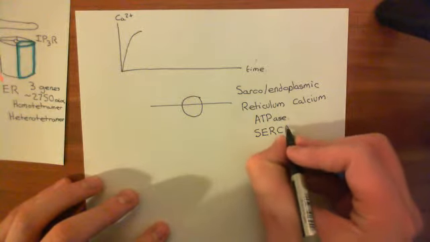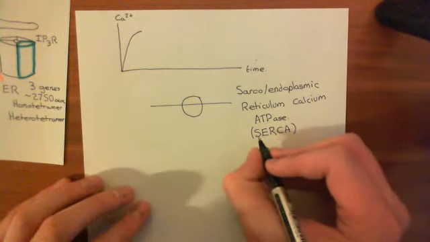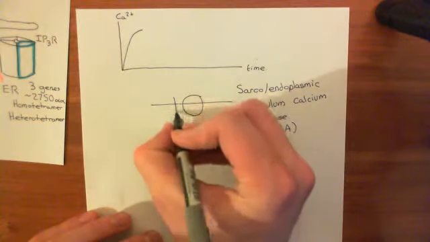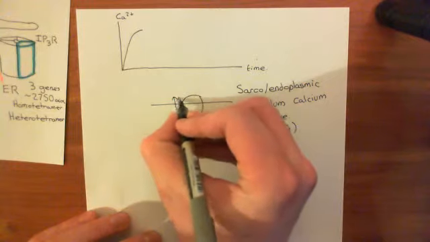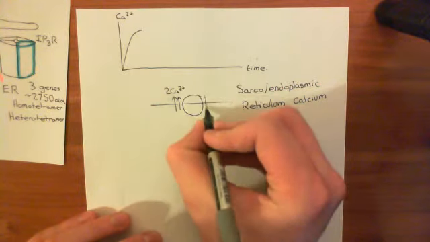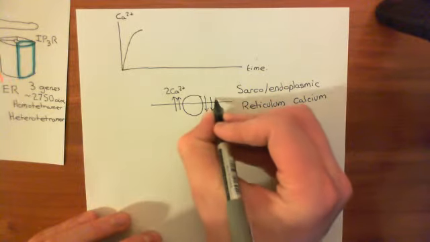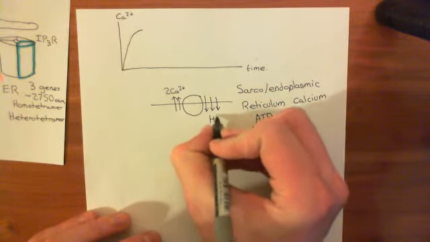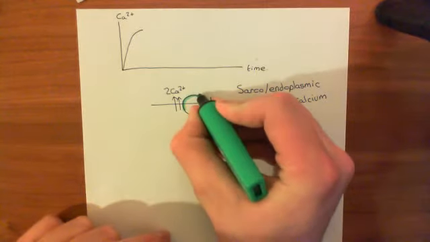Because sarco/endoplasmic reticulum calcium ATPase is a bit of a mouthful, we often abbreviate this to SERCA. Basically what SERCA does is it moves 2 calcium ions back into the ER lumen in exchange for free protons moving back into the cytoplasm. So free protons are moved out of the ER lumen into the cytoplasm in exchange for 2 calciums going into the ER lumen. Let me give SERCA a colour. Here is this pump in green.